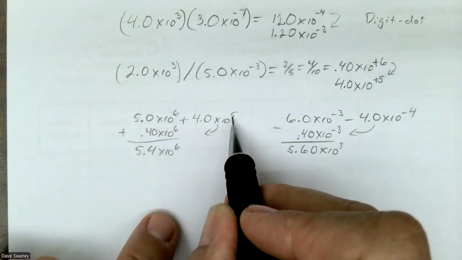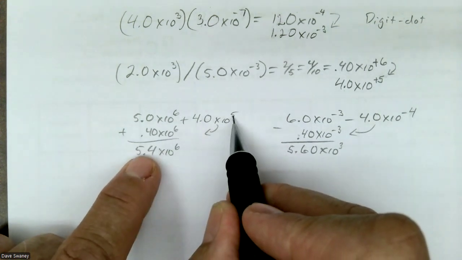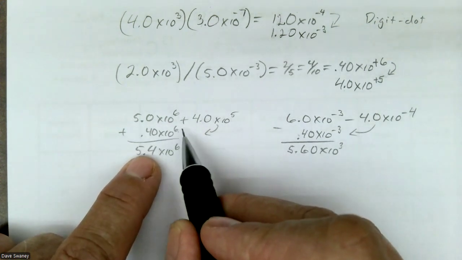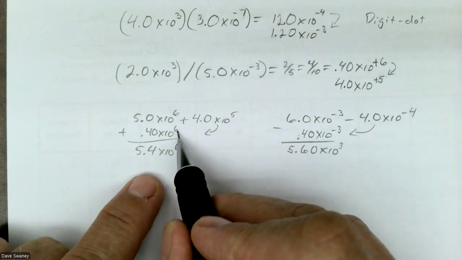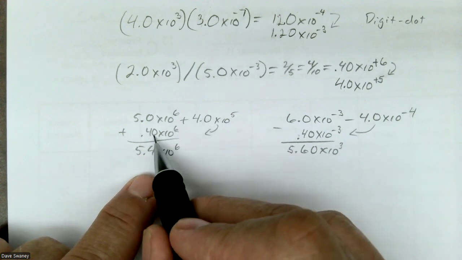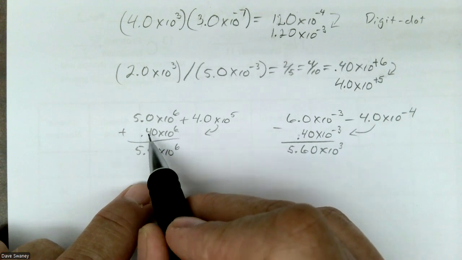And it's easier if you take the smaller one and make it bigger. So here I took the smaller exponent and made it bigger. But this just got bigger by 1 decimal point. So this must get smaller by 1 decimal point. And then I can add them up.